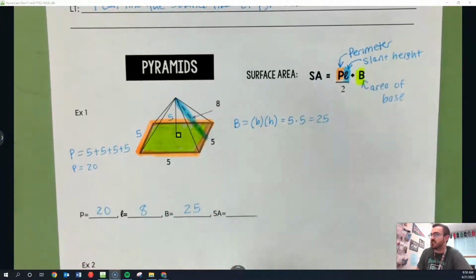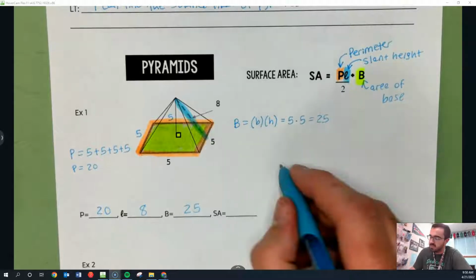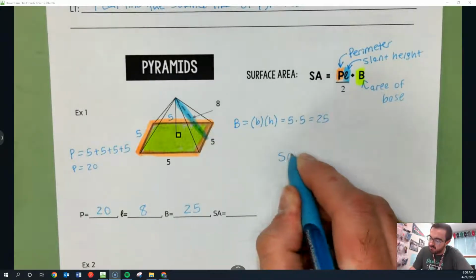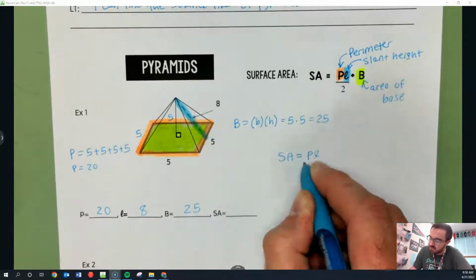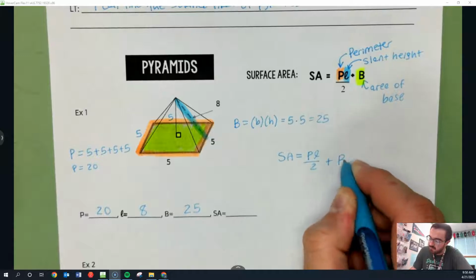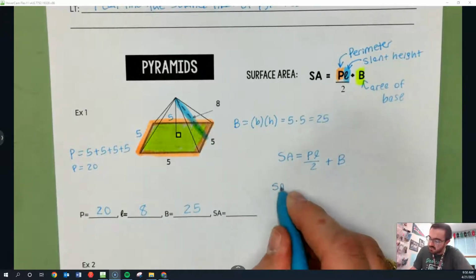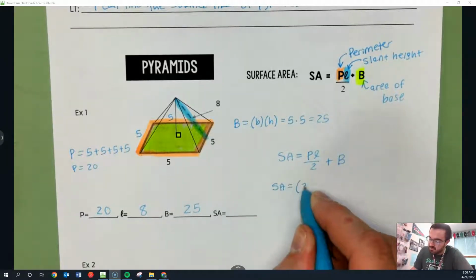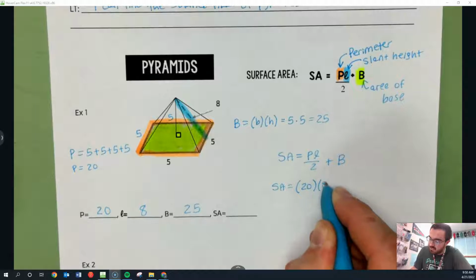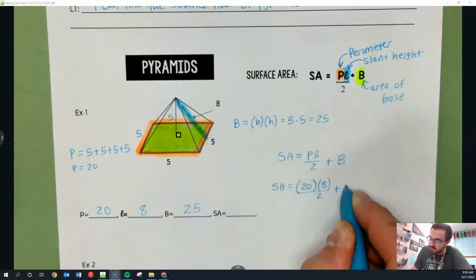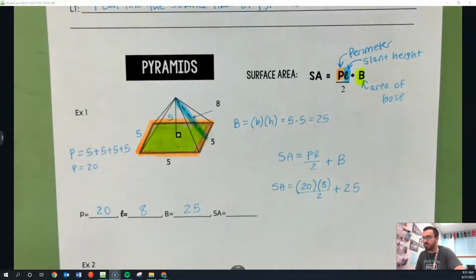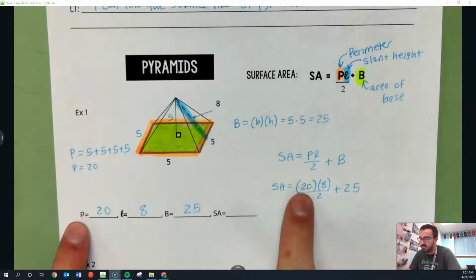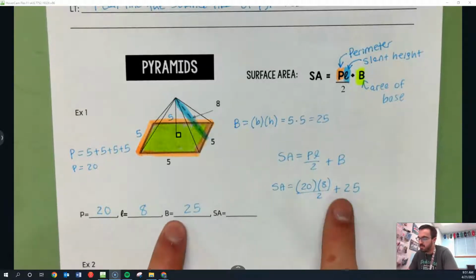None of those things should feel crazy to you. Now let's put it in our formula. So surface area equals, I'm going to rewrite it just so you're clear about what's happening. Surface area is going to equal, let's plug in perimeter. So 20 times 8 divided by 2 plus 25. Again, I put those numbers in from here. So P was 20, L was 8, B was 25.